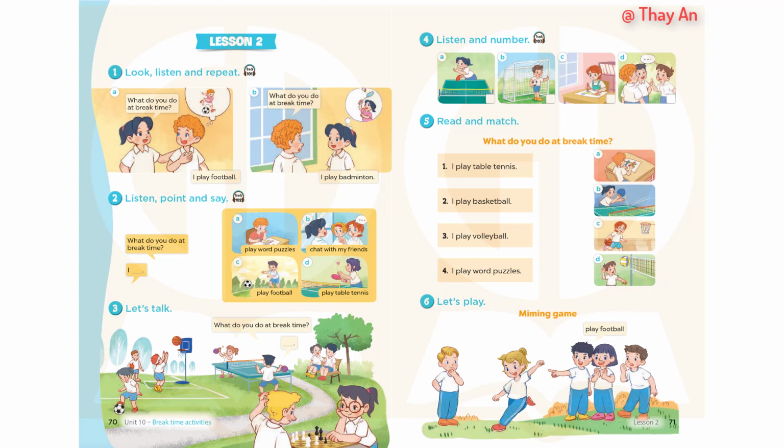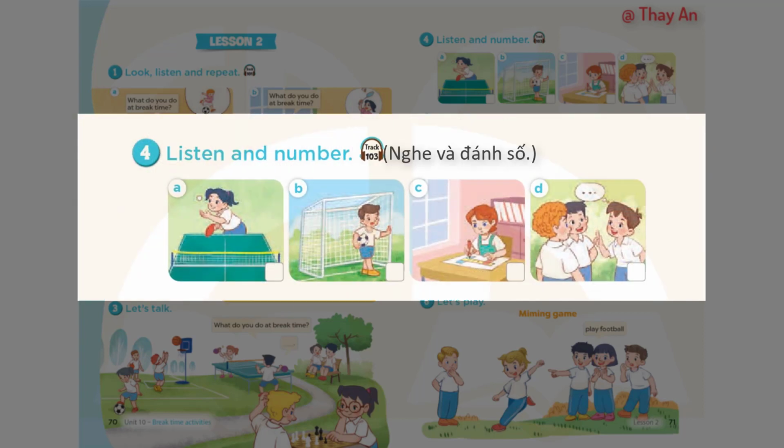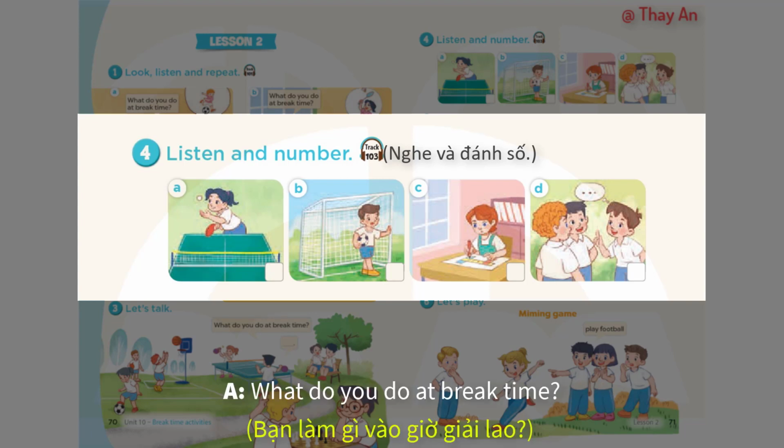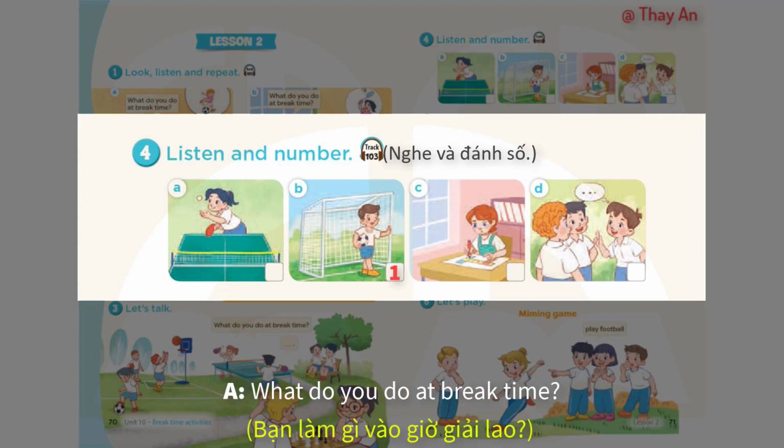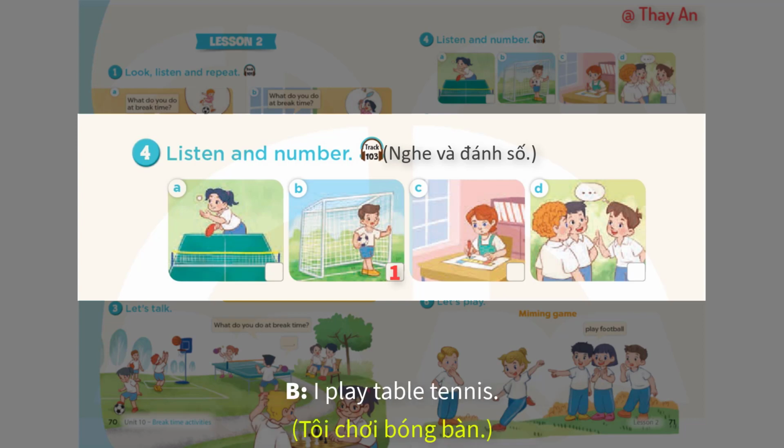Page 71. Lesson 2. Activity 4. Listen and number. 1. What do you do at break time? I play football. 2. What do you do at break time? I play table tennis.